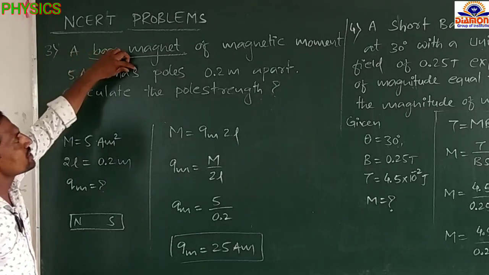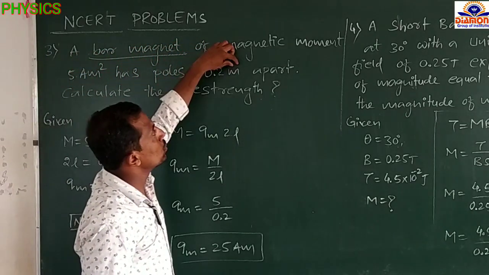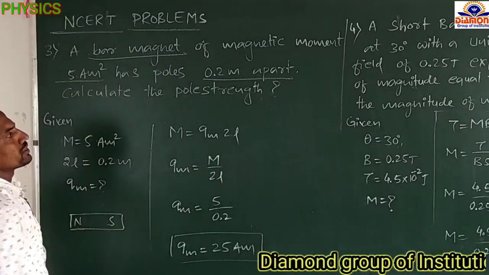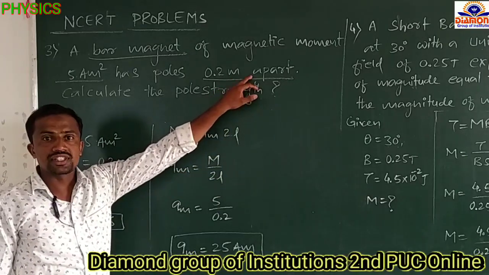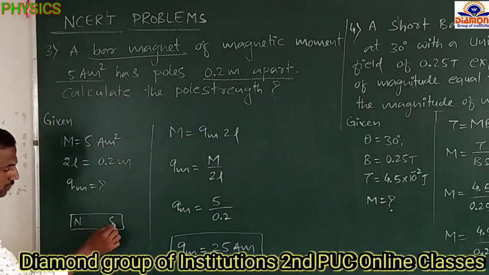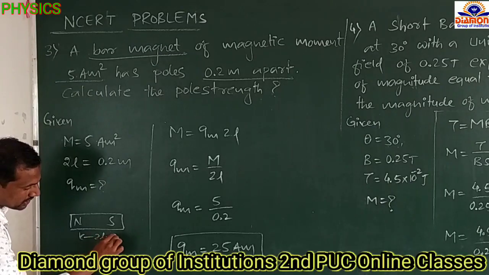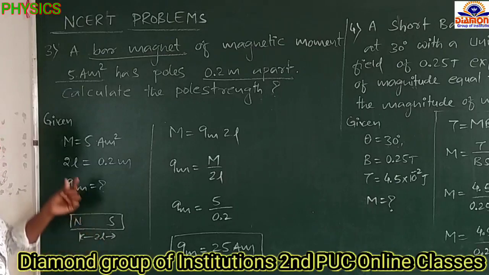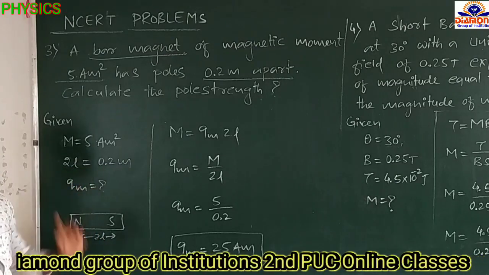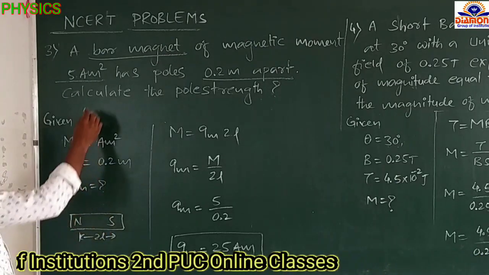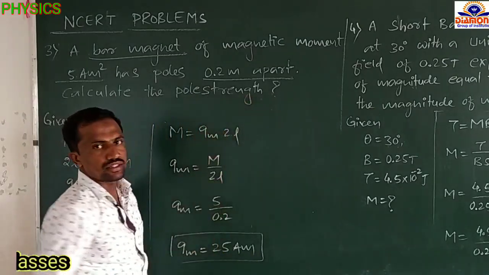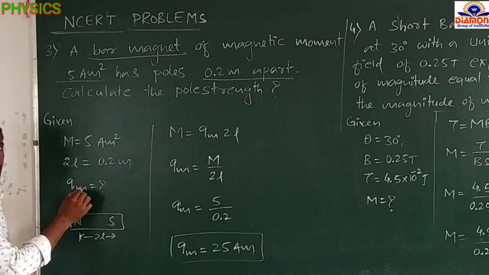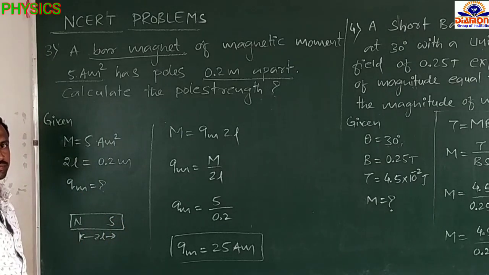The next, it has poles 0.2 meter apart. Apart means the distance value is given. What is the distance between the two poles? The distance between the two poles is 2L. Then 2L equals 0.2 meter. Next, calculate the pole strength. We are calculating the pole strength. Pole strength is denoted by QM. QM equals question mark.